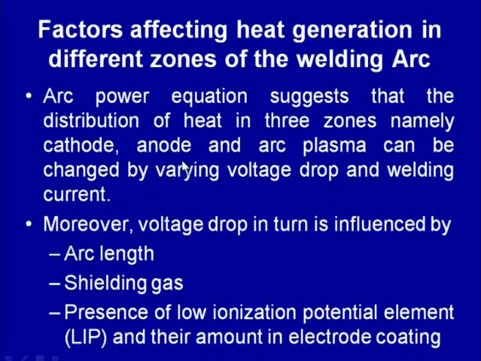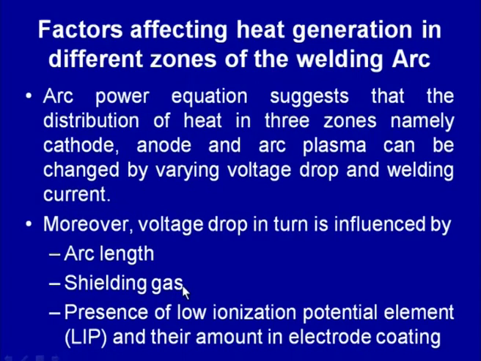So, we see that the distribution of the heat in the three zones can be regulated by varying the voltage drop in a specific zone for a given welding current. And the voltage drop in a particular zone is influenced by a number of factors. In totality, the arc voltage drop between the electrode and workpiece is influenced by three main factors. One is the arc length, the second is the shielding gas, and the third is the use of low ionization potential elements and their amount present in the electrode coating. This third factor basically affects the ease of availability of the free electrons required for initiation and maintenance of the arc.